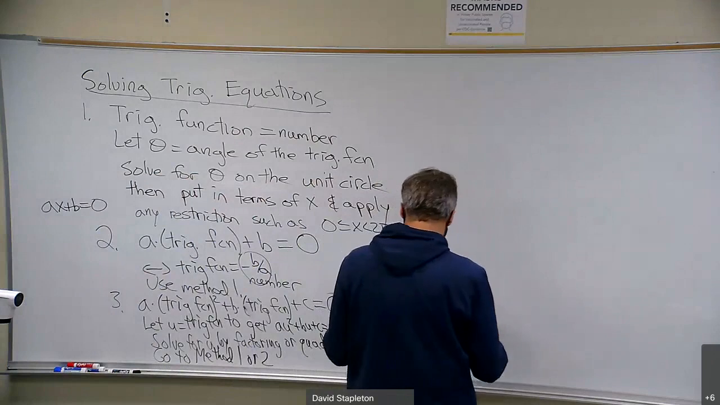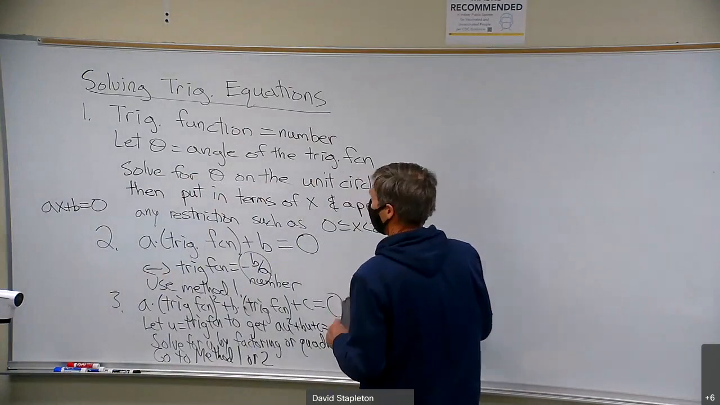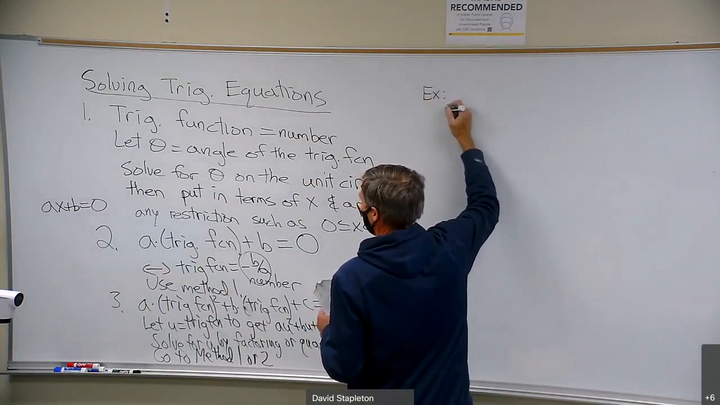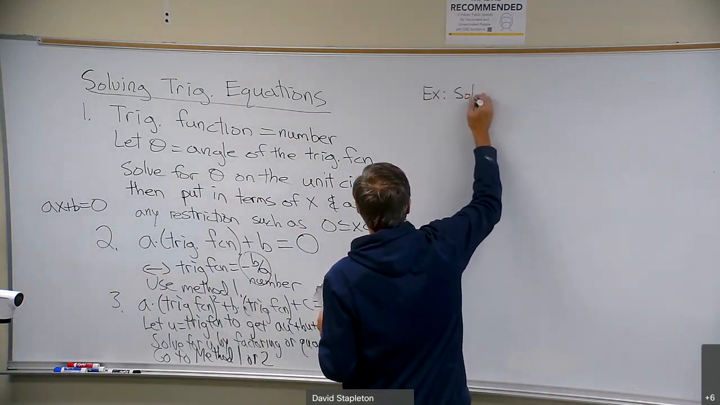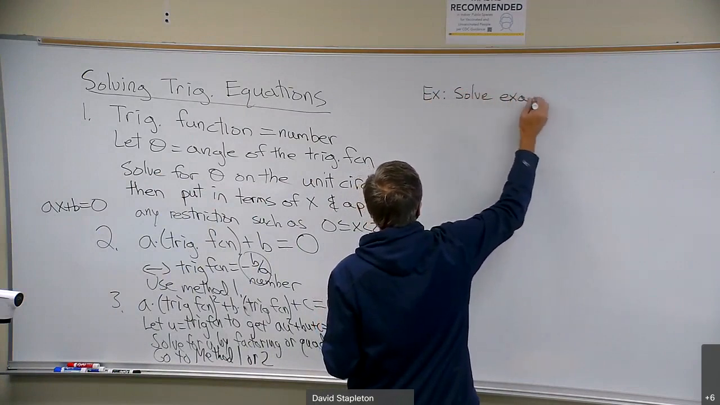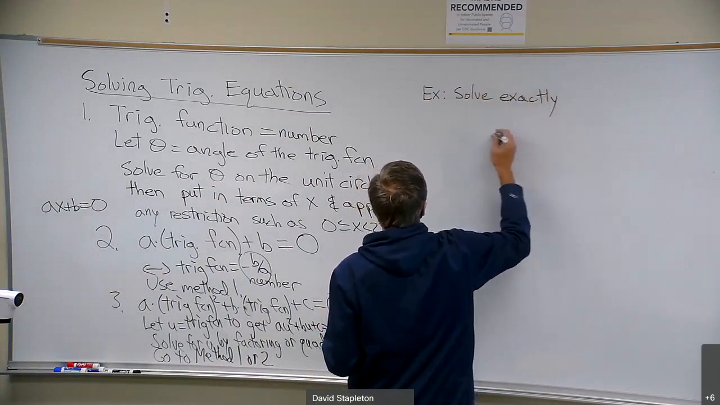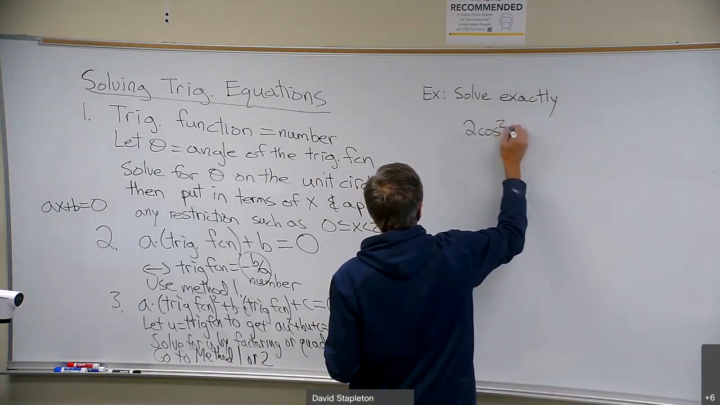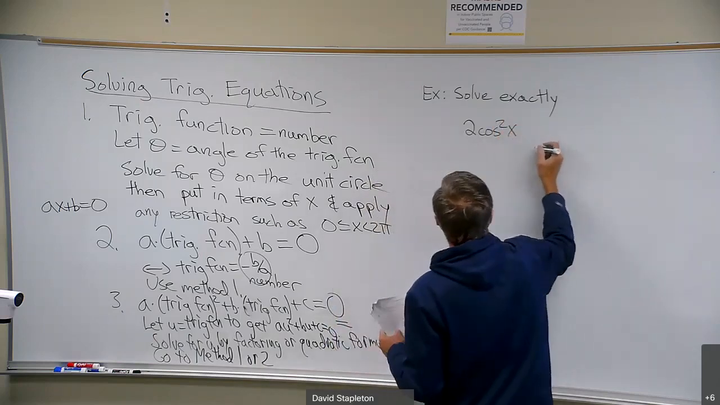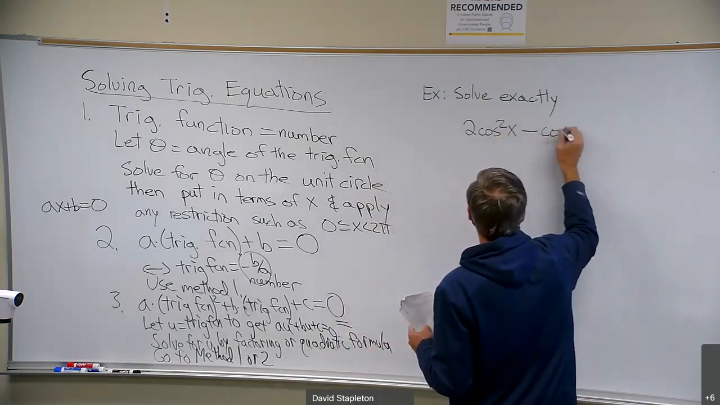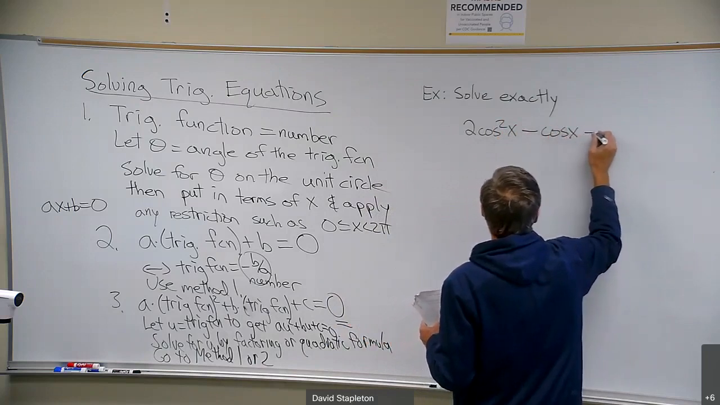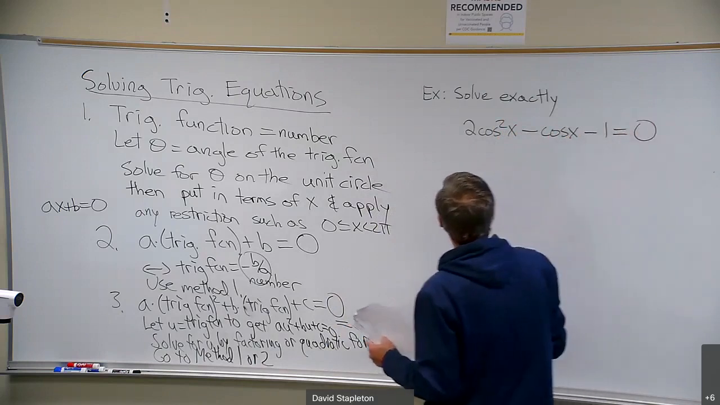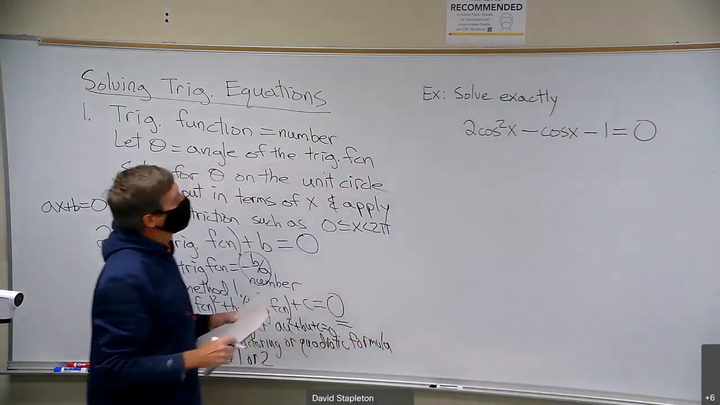So we did some examples of that last time. Let's try this example. This is a harder example. Let's say solve exactly, which means I might have to leave it in terms of inverse trig functions. 2 times cosine squared x minus cosine x minus 1 equals 0. Suppose I want to solve exactly this trig equation.